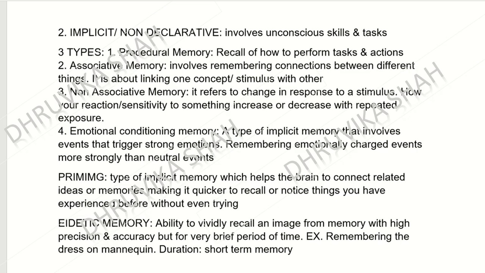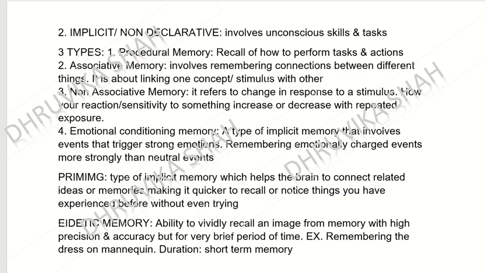Then we have two more terms. You cannot call them types, but these are terms that you need to know. One is priming, which is again a type of implicit memory, which helps the brain connect related ideas or memories, making it quicker to recall or notice things you have experienced before without even trying.